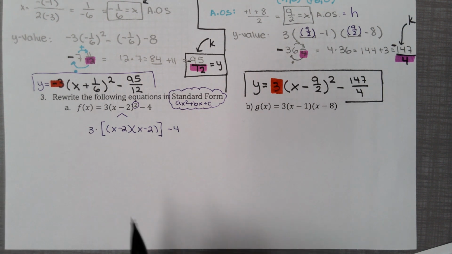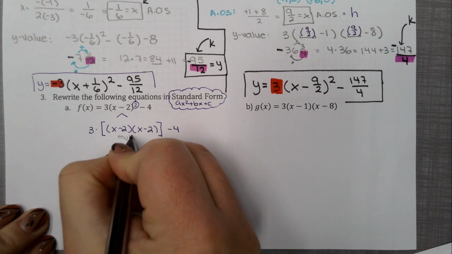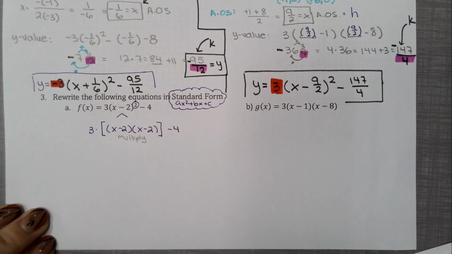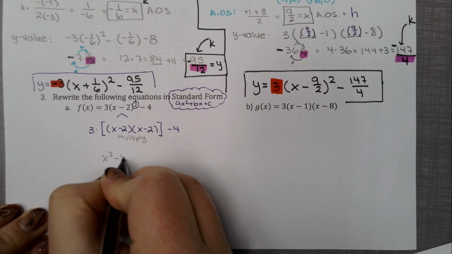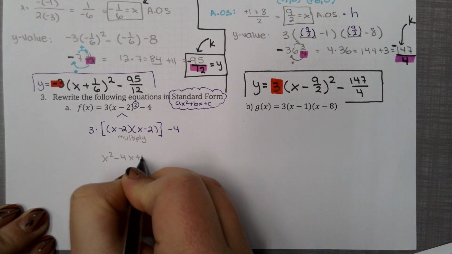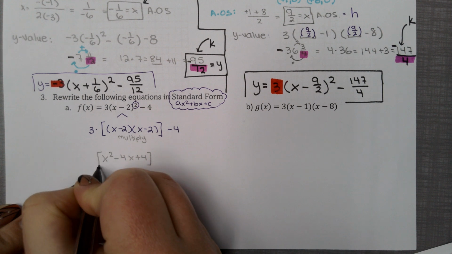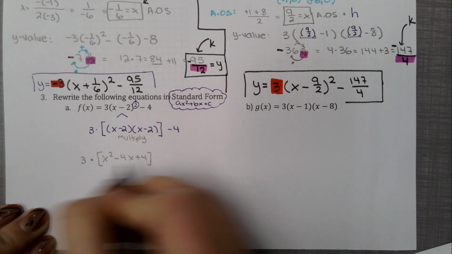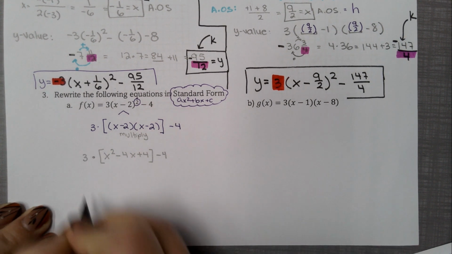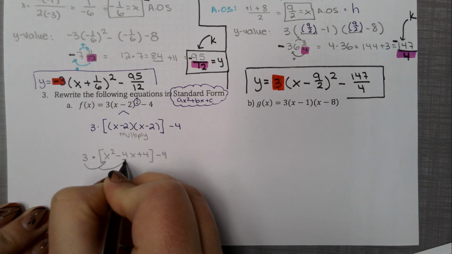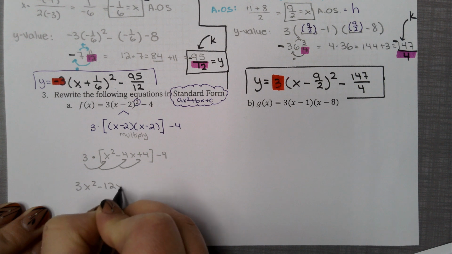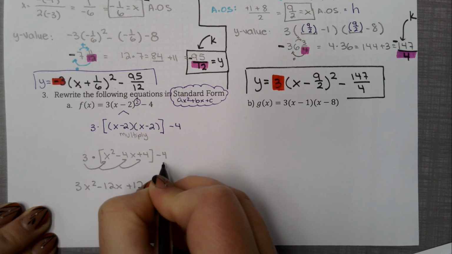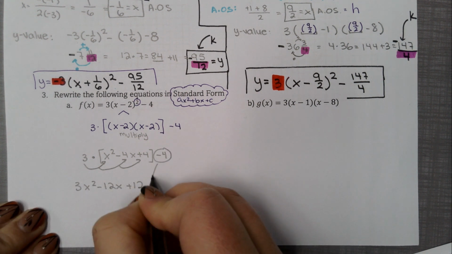Now we're going to distribute, we're going to multiply this out. If you prefer box method, do box method. And we end up getting x squared minus 4x plus 4. We're still going to have that in a bracket or parentheses. We still have that 3 on the outside and that 4 on the outside. Distribute that 3 inward, and we're going to multiply. We have 3x squared minus 12x plus 12. And we still have that minus 4 here.